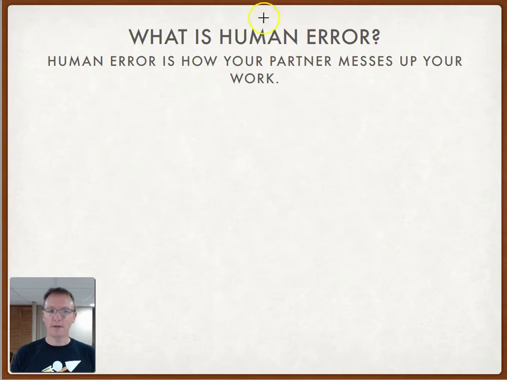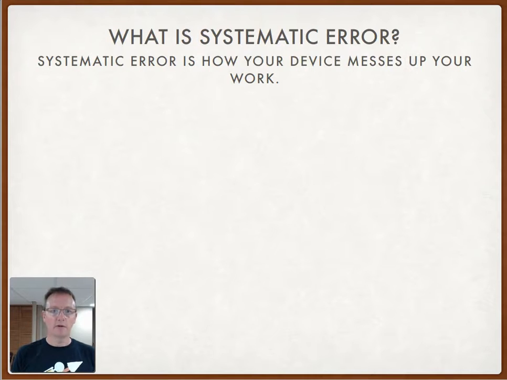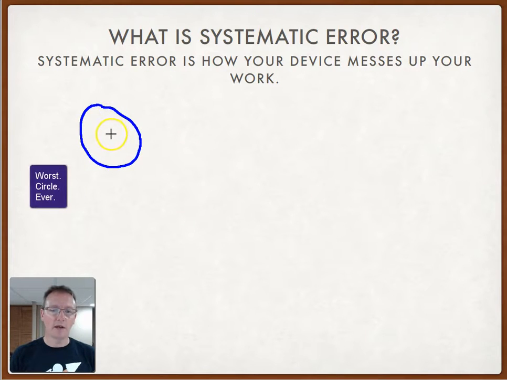All right. The second type of error is a little bit harder to get rid of, but it's easier to recognize, I think, and that's systematic error. Systematic error is something where your device itself messes up your work. So first one, human error, you had your partner messing up your work. Systematic error is when your device messes up your work. So let me give you an example of this. If you've seen the video on accuracy versus precision, this is where you would see somebody with, let's say, a bow and arrow that had a systematic error.